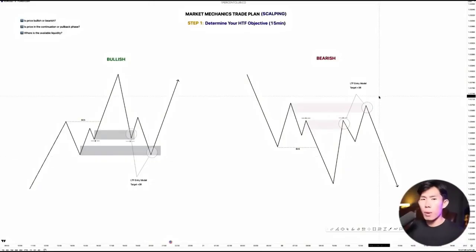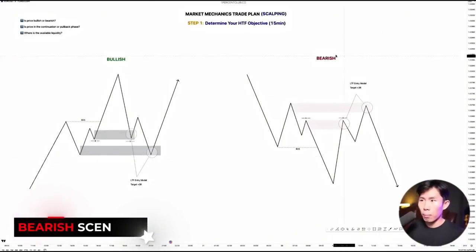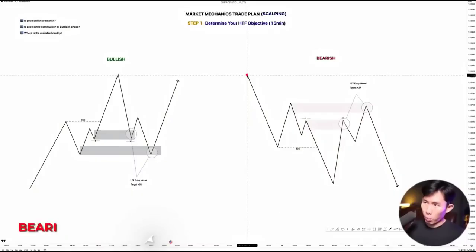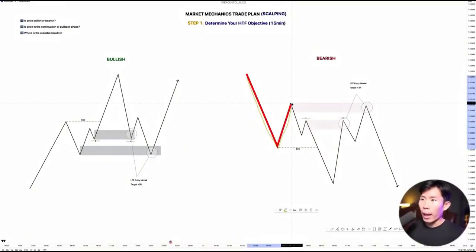Now, before we move on to talk about the entry models, let's just go through the bearish scenario quickly. So firstly, price goes down, pulls back, and then when price is going down to break that last low, right, to create a new swing low, it created like a minor pullback just like this, right? And that just created like a later swing high that we have right here, and we know there's going to be available liquidity above this swing high.